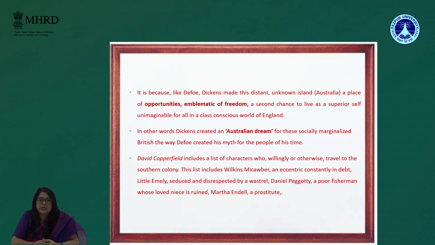This list includes, if you can remember, characters like Wilkins Micawber, an eccentric, constantly in debt; little Emily, seduced and disrespected by people in her land; Daniel Peggotty, a poor fisherman whose niece was ruined; and Martha Endell, who is a prostitute in the novel. These are some important characters that we see in the later phase of the novel going to Australia.